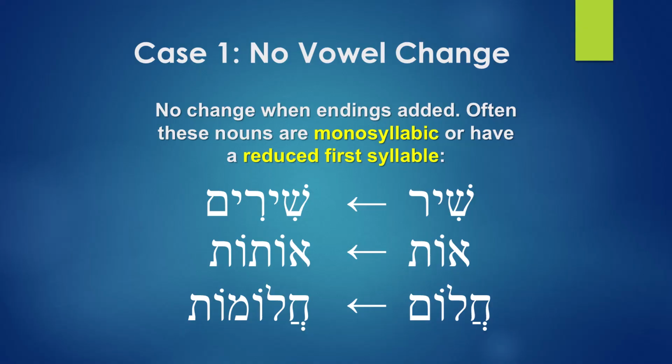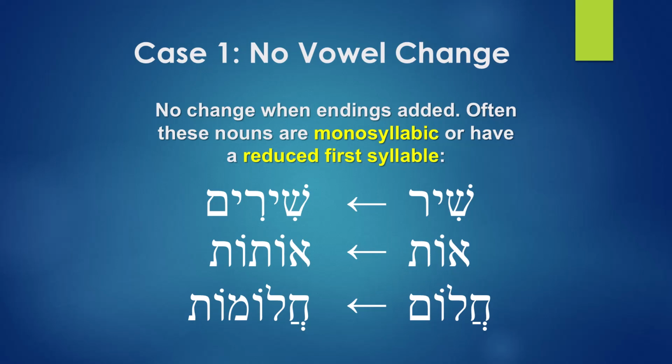Now you may be asking, what is a reduced first syllable? Reduced syllable means that the first syllable of the word is using a short or reduced vowel. And often these are going to be hatef vowels. You're going to see hatef patach, hatef segol, or hatef kametz. These are called reduced syllables because they're short vowels. Let's look at the examples.